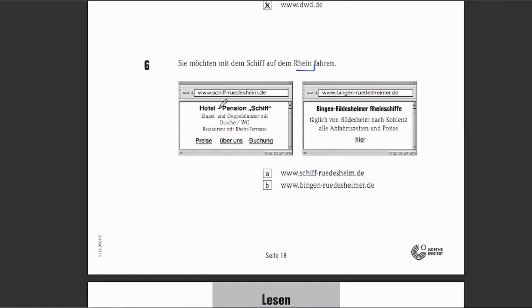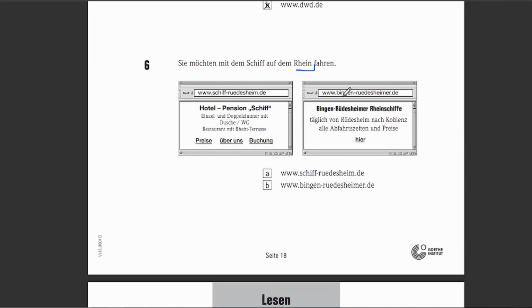It seems to be here, even though the website says Schiff, Hotel, Pension, Schiff, Einzel und Doppelzimmer mit Dusche. It seems to be a single room or double room booking website like a restaurant. So obviously this is wrong.